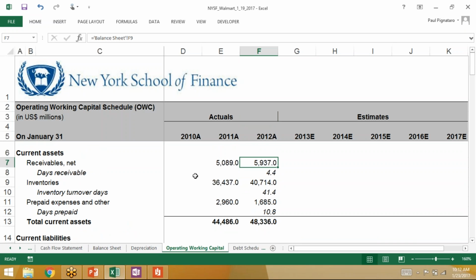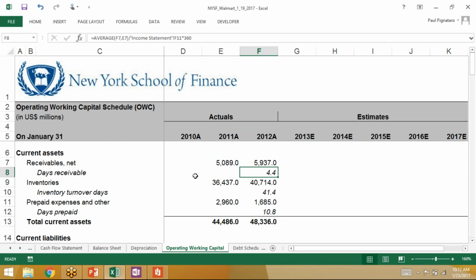Obviously, with the operating working capital, you're pulling directly from the balance sheet. There's oftentimes more items, depending on the 10K that you look at. We'll talk about that in a second, when we get to the cash flow. Yeah, it's good. First, let's project.